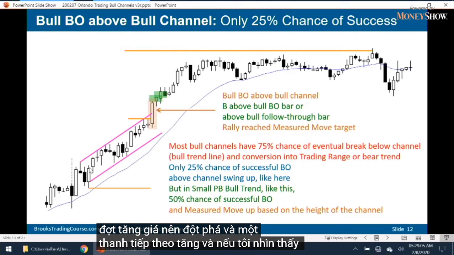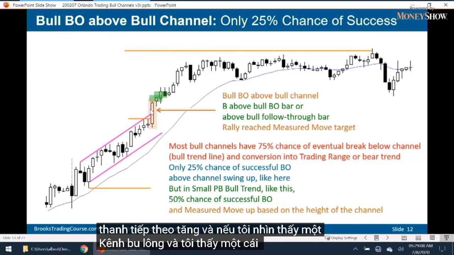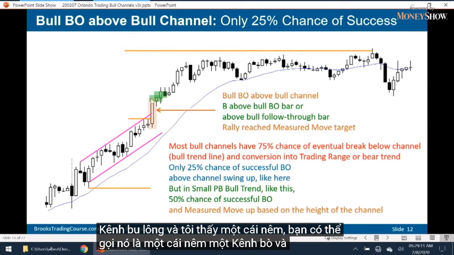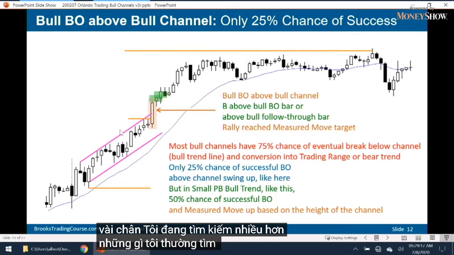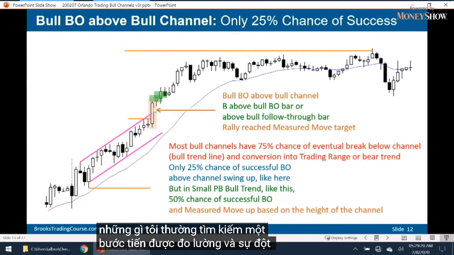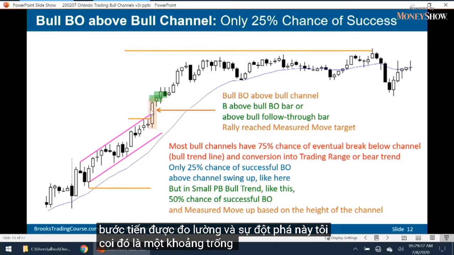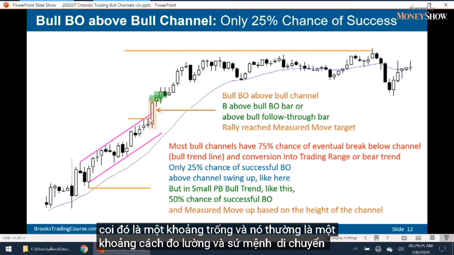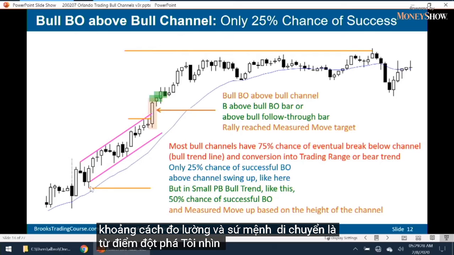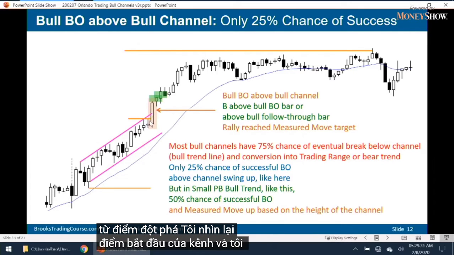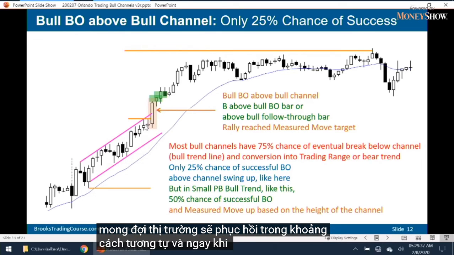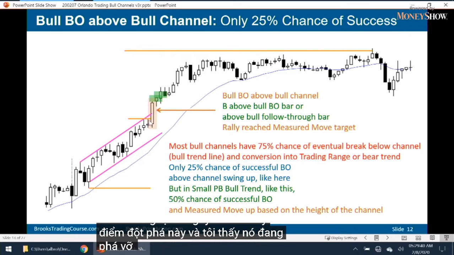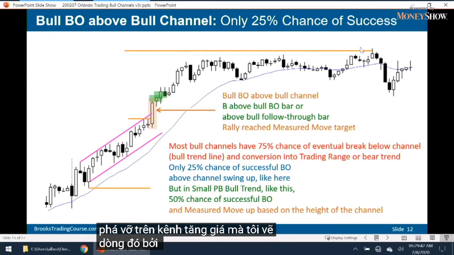And if ever I see a bull channel and I see a wedge, you can call it a wedge, a bull channel, and a breakout above, and I'm looking for a couple legs up, I'm looking for more than that. I'm typically looking for a measured move up. And this breakout, I consider it a gap, and it often is a measuring gap. And the measured move is from the breakout point, I look back to the start of the channel, and I'm expecting the market to rally for about that same distance. And as soon as I see this breakout, and I'm seeing it's breaking above the bull channel, I draw that line in, because I know that's where the market is trying to go.